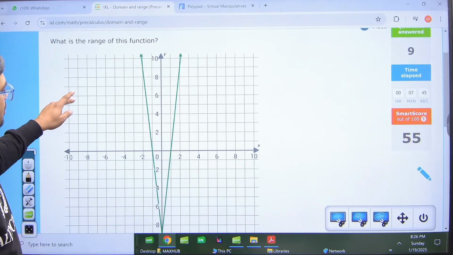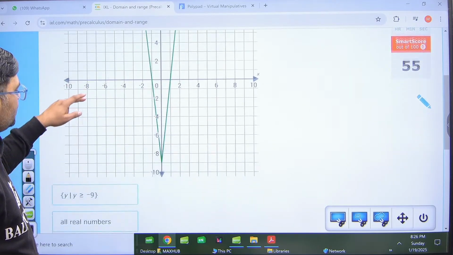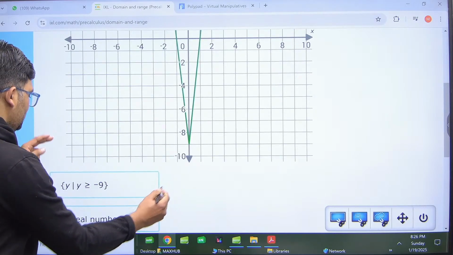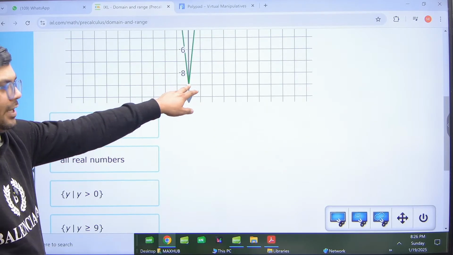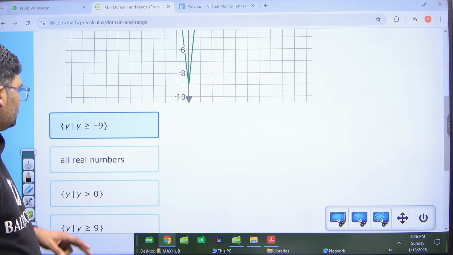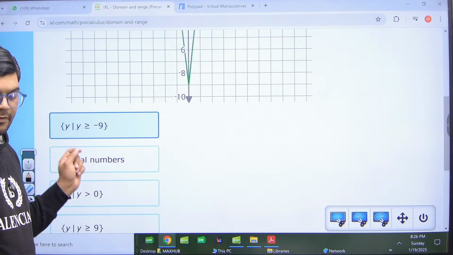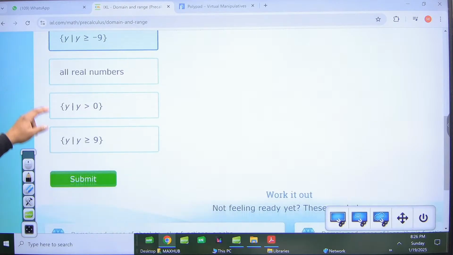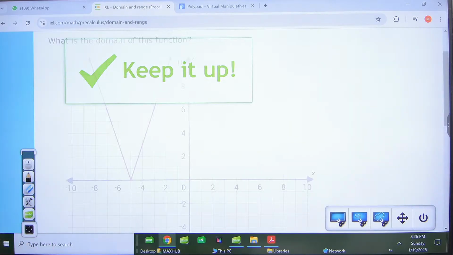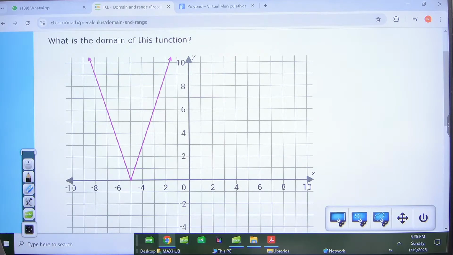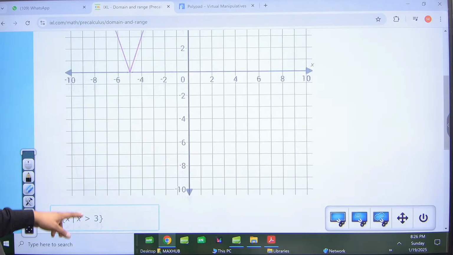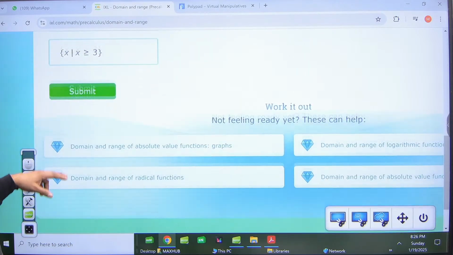Next question. Oh, it's a quadratic graph. What is the range of this function? From minus 9. Yes, minus 9, okay. From minus 9 to positive infinity. So you can say y is greater than or equal to minus 9. Yeah. What is the domain of this function? All real numbers? Yeah. See, any graph which is like this, it is all real.